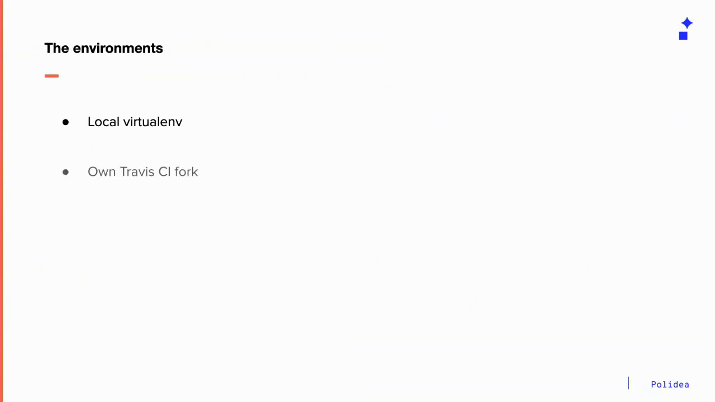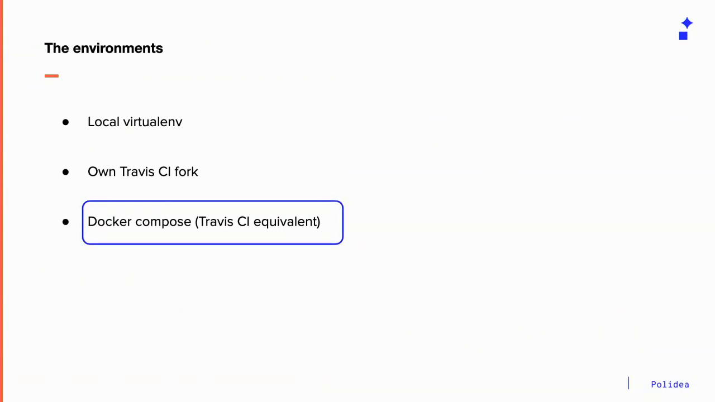So you have several environments to work with for testing of Airflow: local virtual environments. You can have your own Travis CI fork. You can have Docker Compose, and this is the part which is exactly what is on Travis CI, and that's what is right now reflected in this development environment.